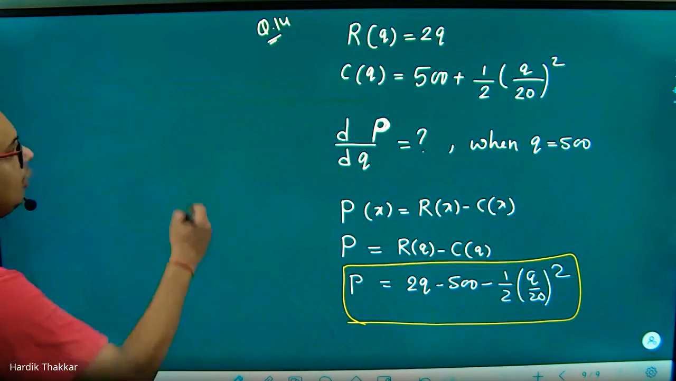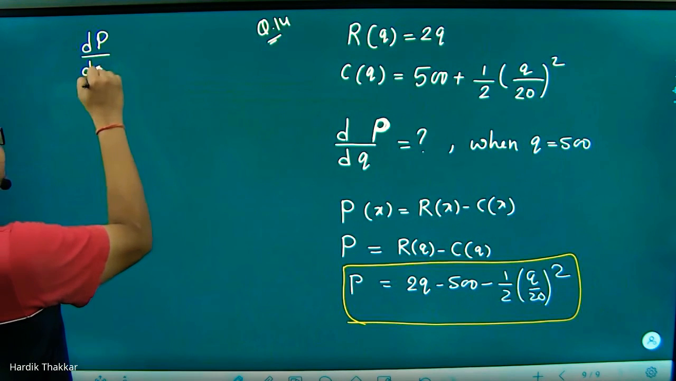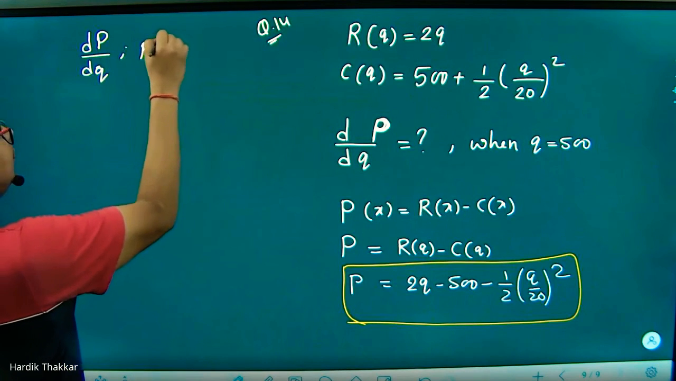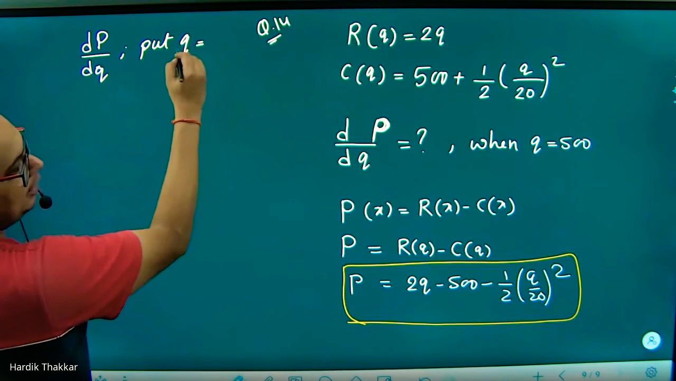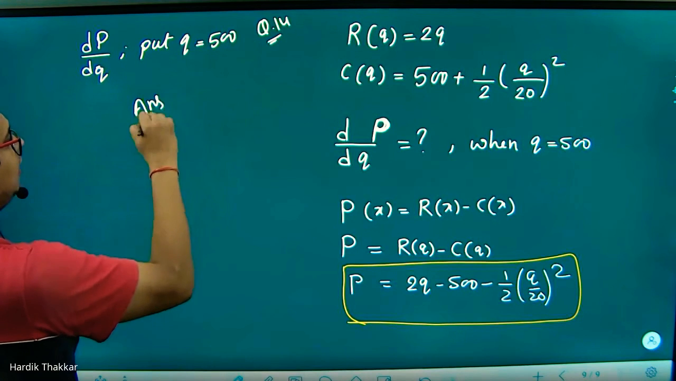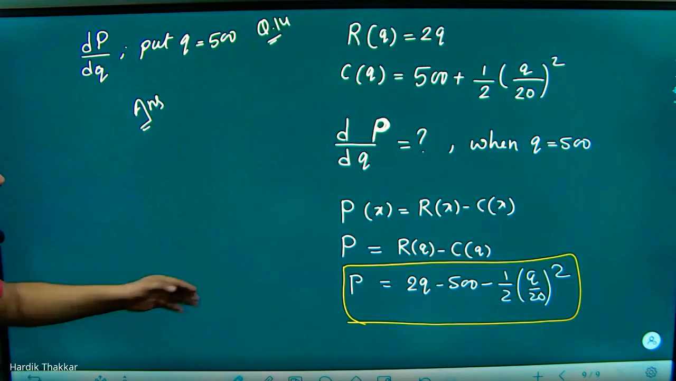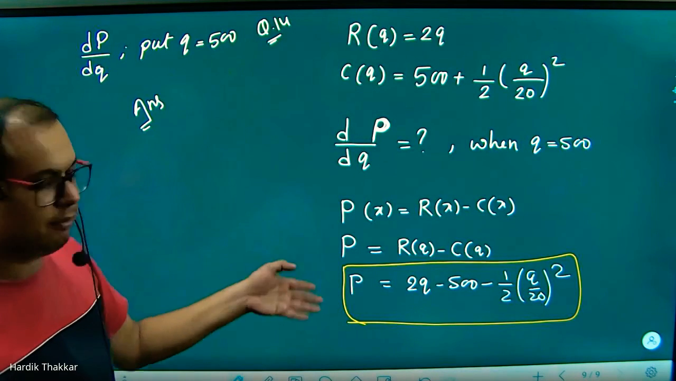Now you have to find dP upon dQ, and put Q equal to 500 in that, and you will get the answer. Clear? This is the rate of change of profit. Whenever rate of change is considered, we will differentiate.